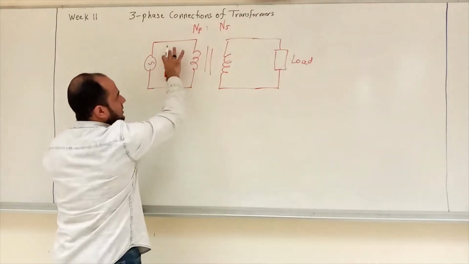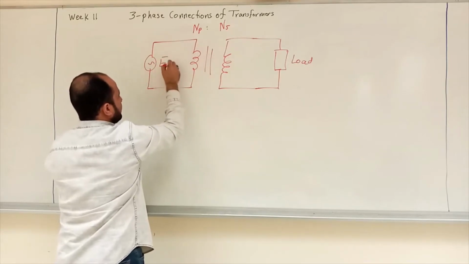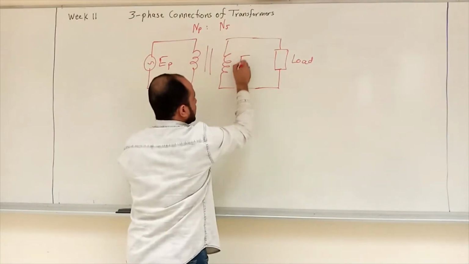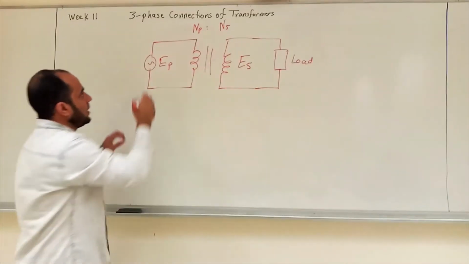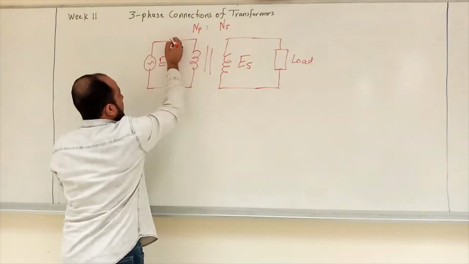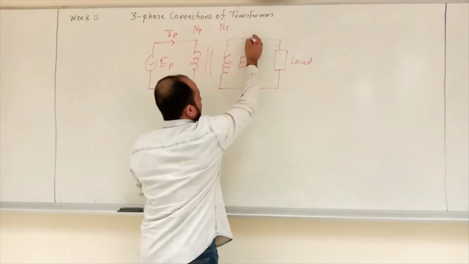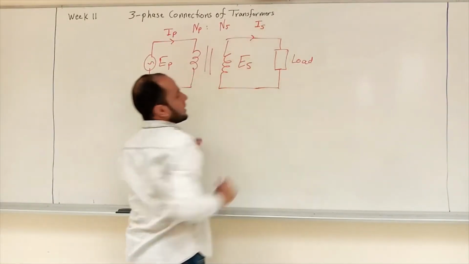So the voltage in the primary is EP, and the voltage in the secondary is ES, right? Once you connect them, there will be a current here that flows in the primary, that's I primary, and here a current that is delivered to the load, and this is I secondary, right?